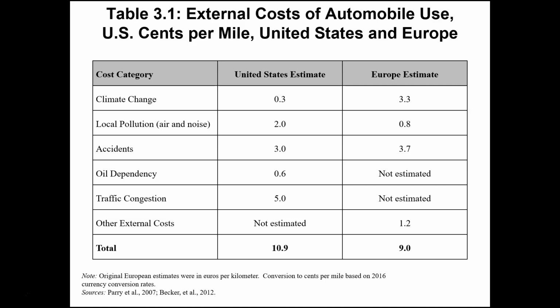There have been studies, which this table shows and your book talks a little more about, that try to determine what actually are the external costs of automobile use. So we know that using a car, for example, contributes to climate change, contributes to pollution. There are accident issues, oil dependency, traffic congestion, other costs, things that cost you because of my choice to drive a car. So that's an externality.